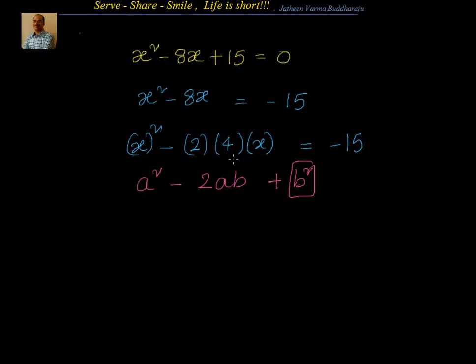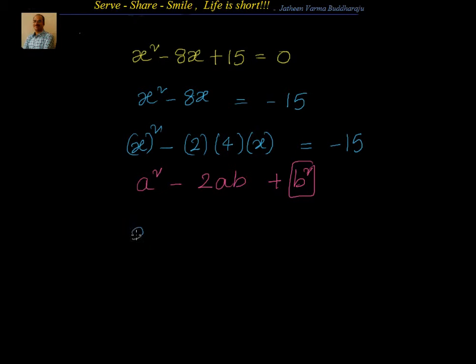So if we add b square on both the sides, then we will complete this as a square. You will make it as a minus b whole square or a plus b whole square as needed. That is what is nothing but completing the squares. It's very simple. So let's try to finish this.